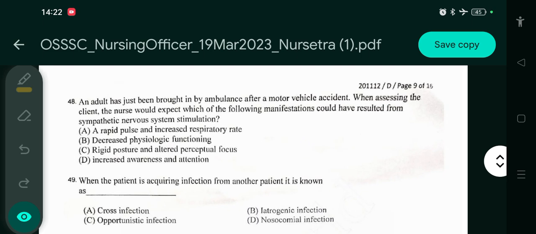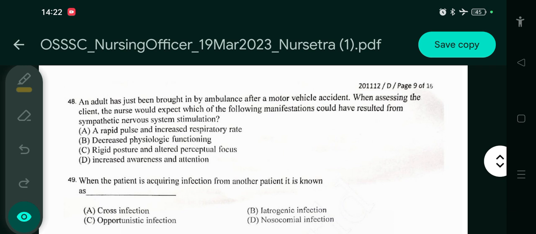An adult has just been brought in by ambulance after a motor vehicle accident. When assessing the client, the nurse would expect which of the following manifestations could result from sympathetic nervous system stimulation? Option A, rapid pulse and increased respiratory rate. B is decreased physiological function. C is rigid posture and altered perceptual focus. D is increased awareness and attention.